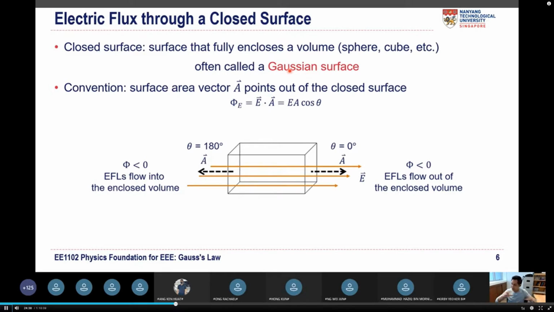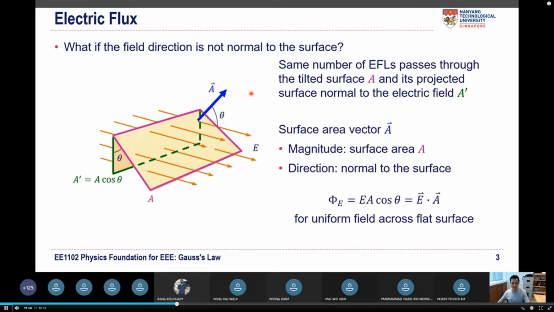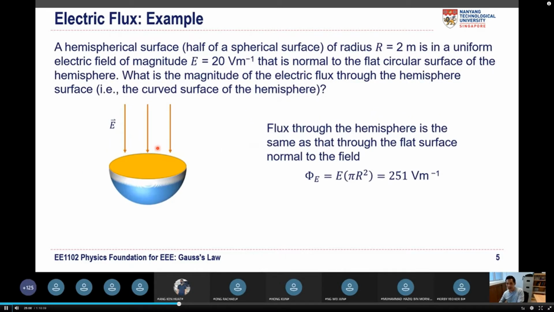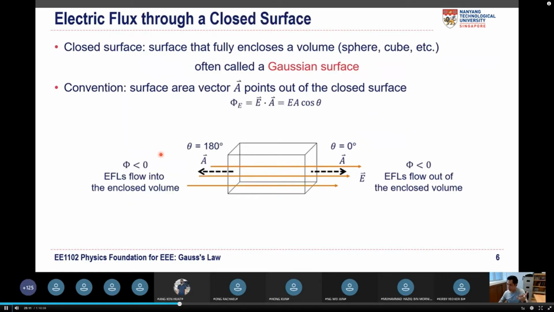And with this kind of closed surface, we can have direction in the surface vector. Okay, so in this case here, there's no real rule on whether A should be pointing upward like that, or whether A should be pointing downwards in this direction. But with a closed surface, we can come up with a rule. And the convention is that the surface area vector A will always be pointing out of the closed surface.